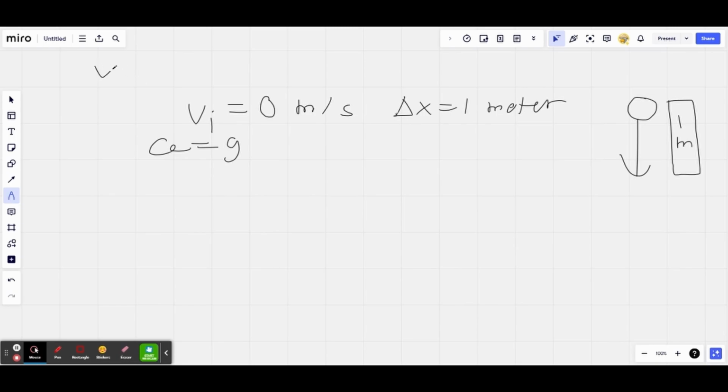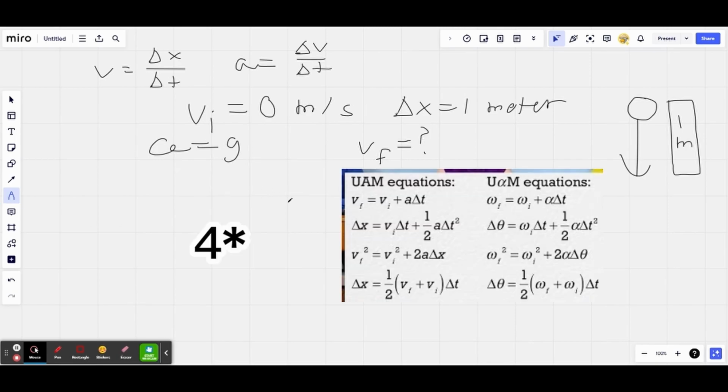We also know velocity is equal to change in position over change in time, while acceleration is equal to change in velocity over change in time. Now, since we have 3 of the UAM variables, we can solve for the other 2 UAM variables. However, in this problem, we're simply looking for velocity final. So to solve this, we're going to look at our 3 UAM equations.